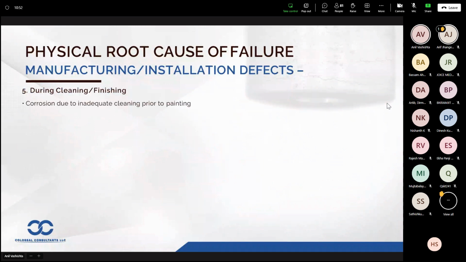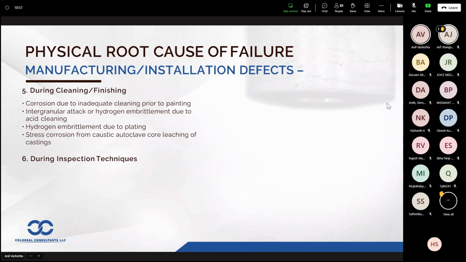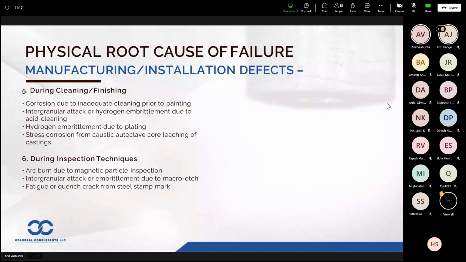Manufacturing defects during the cleaning or finishing, the examples are hydrogen embrittlement due to plating or corrosion due to inadequate cleaning, intergranular attack or hydrogen embrittlement due to acid cleaning, stress cracking from caustic autoclave. And during inspection, typical examples are arc burns due to the magnetic particle inspection, or fatigue or quench cracks, or intergranular attack or embrittlement due to macro etch.